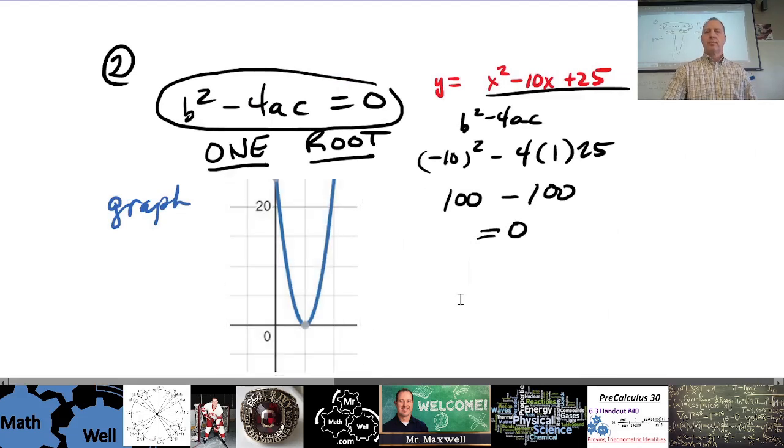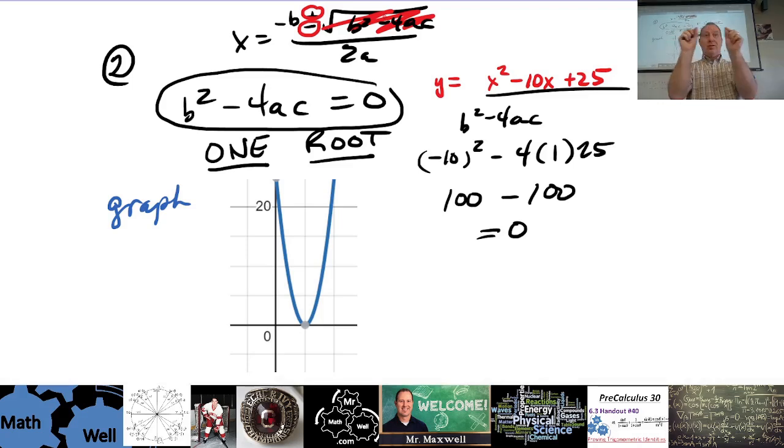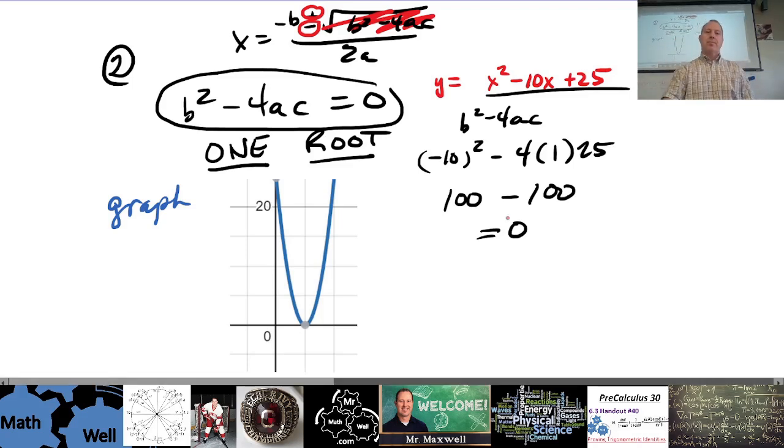1 root. Okay, and if you think about the quadratic formula, x equals negative b plus or minus root b squared minus 4ac all over 2a. So if this is 0, right here, we're adding 0 to the axis of symmetry, and we're subtracting 0 to the axis of symmetry. So that means that the vertex is right on the x-axis, because we add 0 to get to the roots on either side. Does that make sense? Okay.